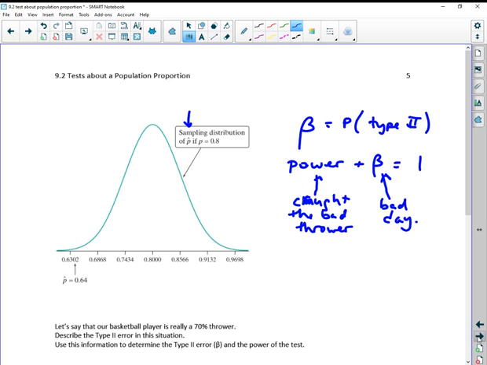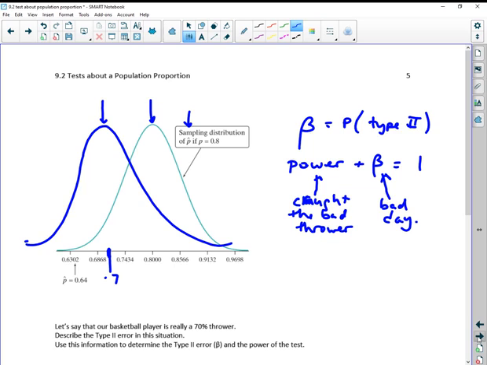Now, if you look down below, it says let's say our basketball player really isn't a 0.8 thrower. He's a 0.7 thrower, 70%. So what I like to think about is, where would 70% be? Right around here, maybe. This is where 0.7 is. Think of this as he's walking among us. He's actually part of a different curve. This is the 0.8 curve where the 0.8 throwers belong, but he's not really part of that curve. He's part of this other curve.